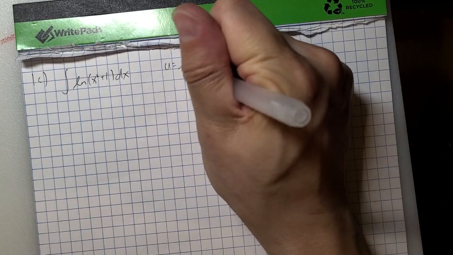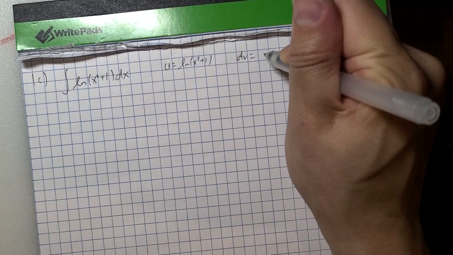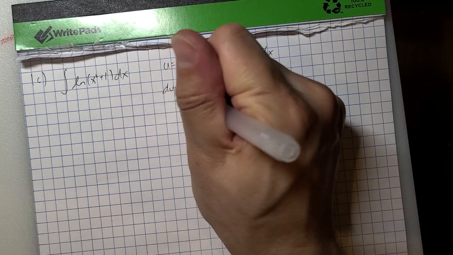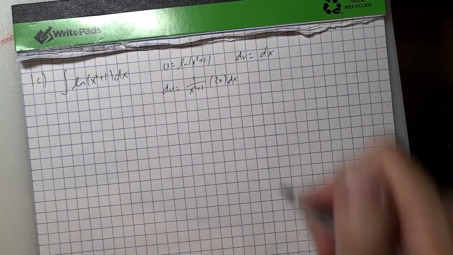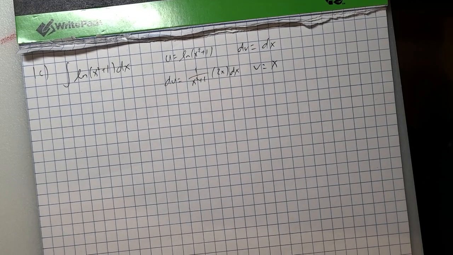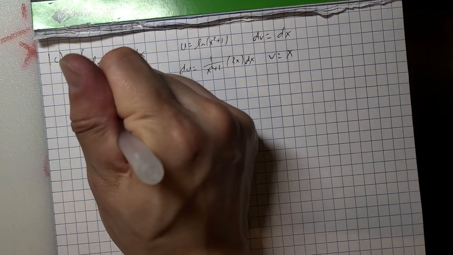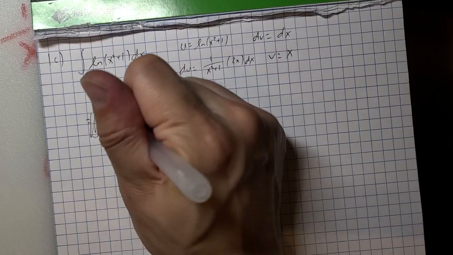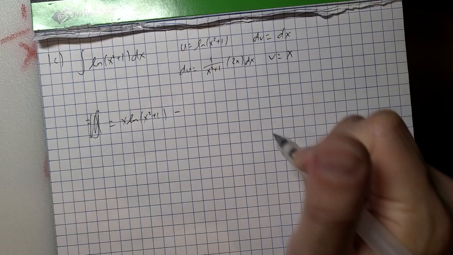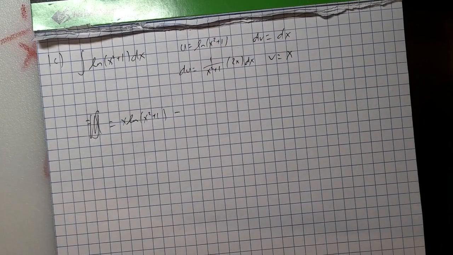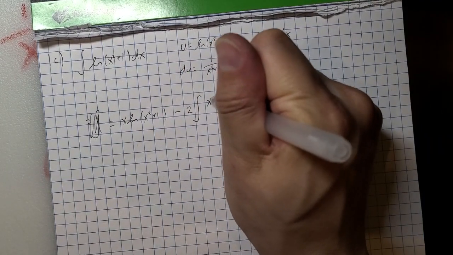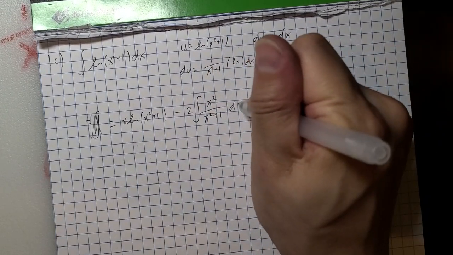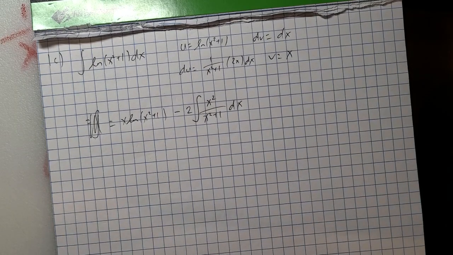So we have to let u be ln(x squared plus 1), and dv would be what's left, dx. So du would be 1 over (x squared plus 1) times 2x, we need the chain rule, and dx. And then v would equal just x. Integration by parts says uv minus the integral of v du. So it's uv, so x ln(x squared plus 1) minus, this would be v du, so we have a 2 in the front, the integral of x squared over (x squared plus 1) dx. Does that look correct? I think that is fine, okay?